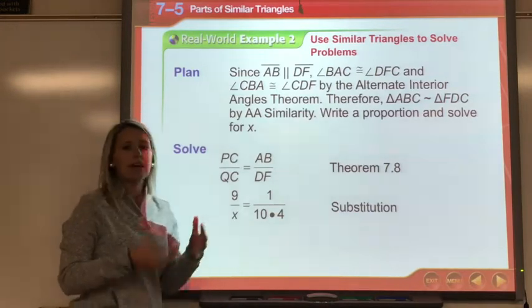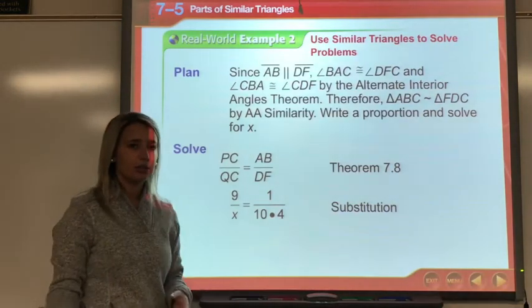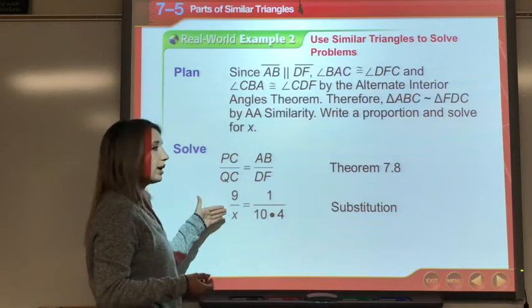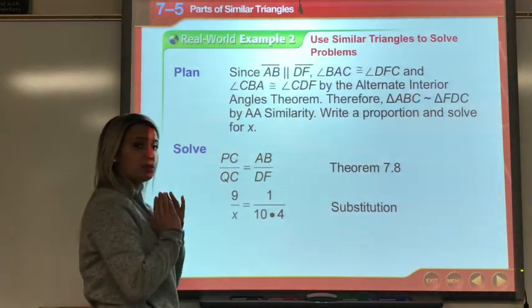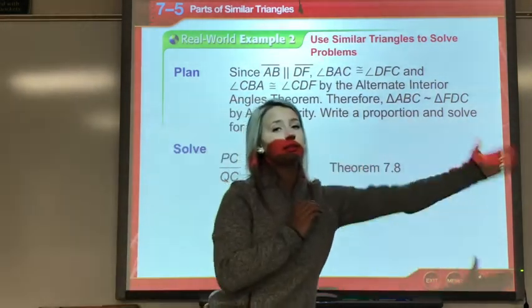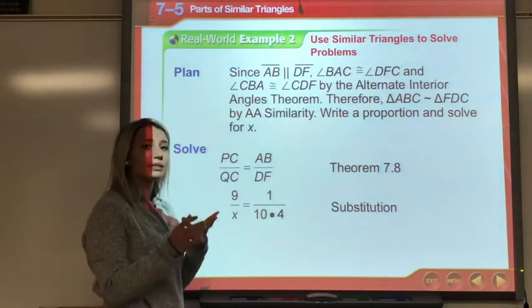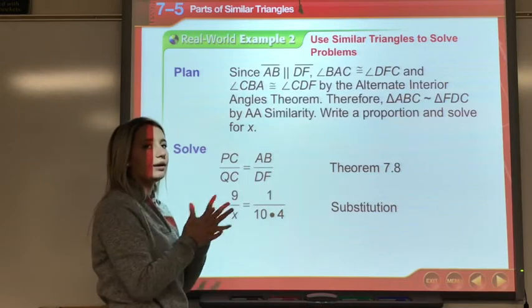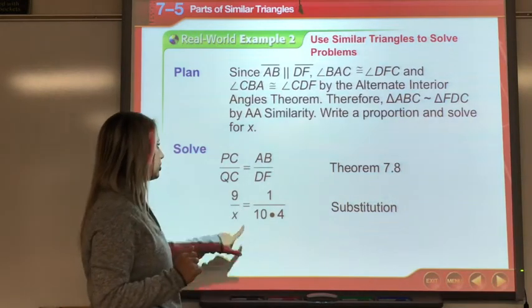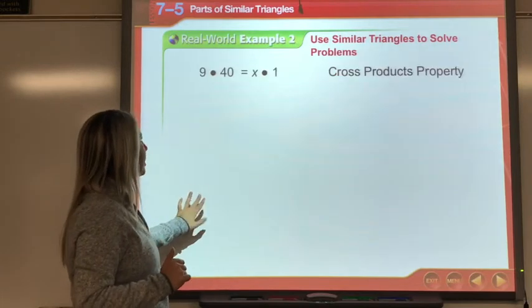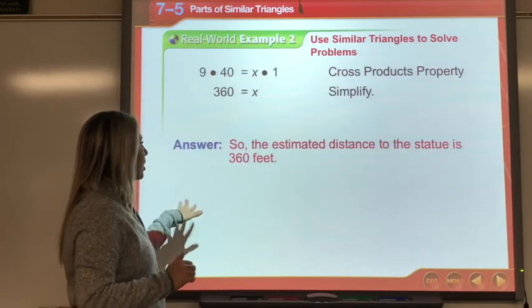So we're taking these segments from those triangles, we're using those theorems that we talked about, and then we're plugging in the values for them. So we had 9 over x, that was the distance between me and the sculpture, equals 1 over 10 times 4. And 10 times 4 was the width of that statue.